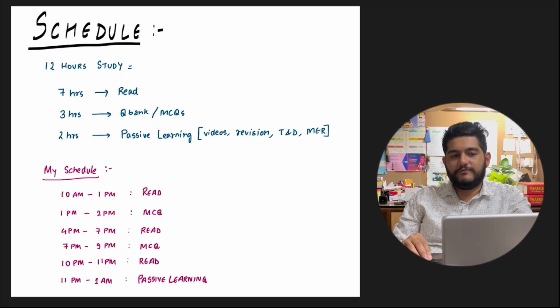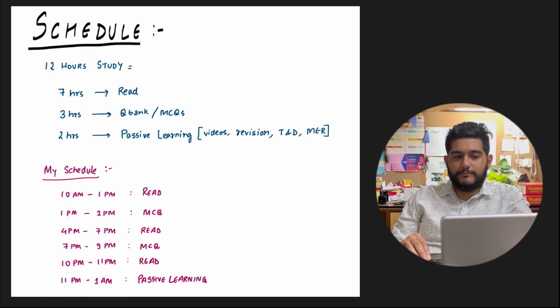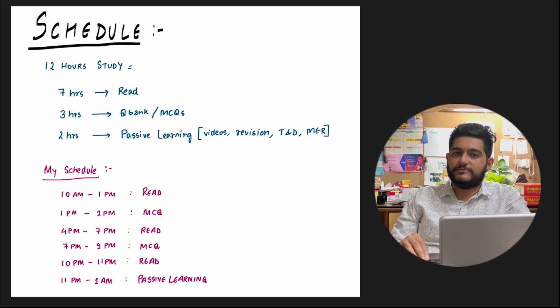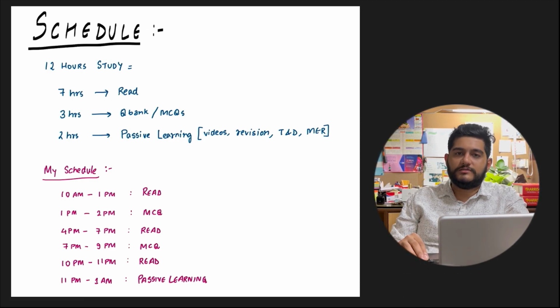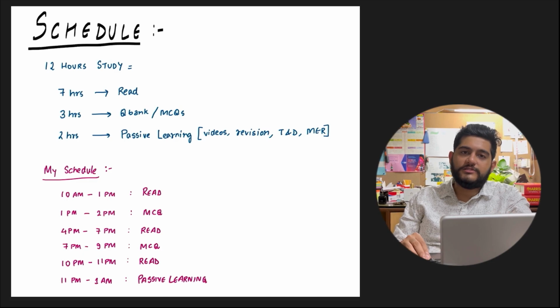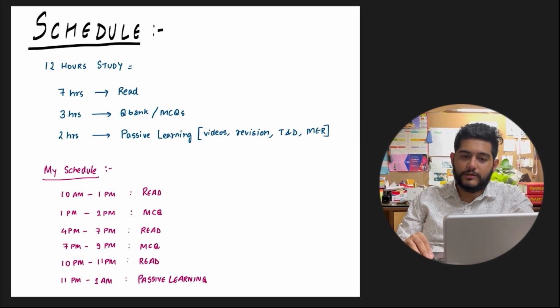For these last 3 months, I would suggest giving all your energy, with at least 12 hours of study a day. Put 7 hours into proper reading, which could be your notes or any concept you are building. 3 hours you have to give to your Q bank or MCQs, because practicing MCQs is the key. No matter how much you're studying, if you're not practicing MCQs and not getting set to the format of the exam, that won't help you much. And 2 hours in the end you can put into passive learning. Now what is passive learning? Here I mean gaining information through videos, revision videos, MCQ discussions, test discussions, and MER, which I'll be talking more about later in the video.